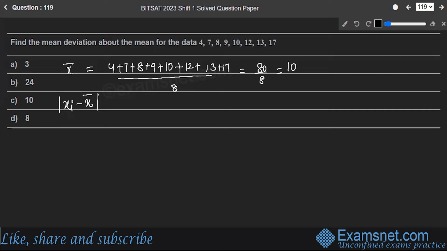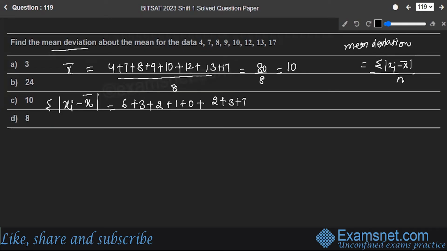To find out the mean deviation, what is the formula for that? The mean deviation about the mean is given by the formula summation modulus xi minus x bar upon the number of terms. All right. So this is summation, modulus of xi minus x bar. So this will give me 6 plus 3 plus 2 plus 1 plus 0 plus 2 plus 3 plus 7. I just need to find out the sum. So this is equal to 24.